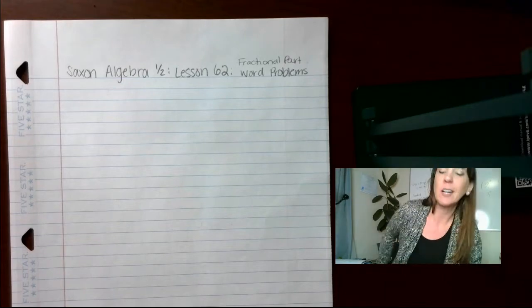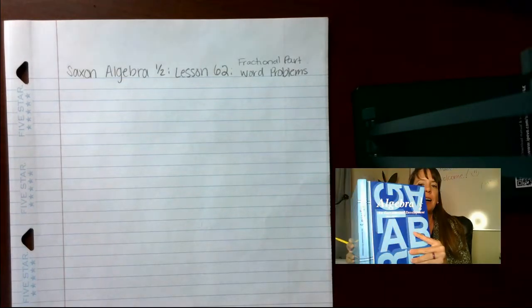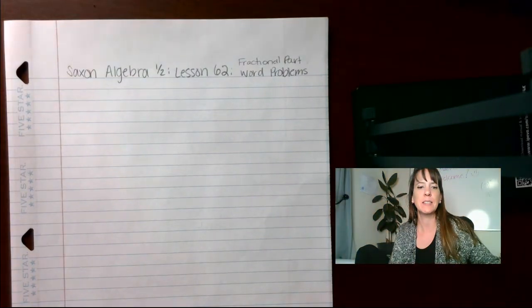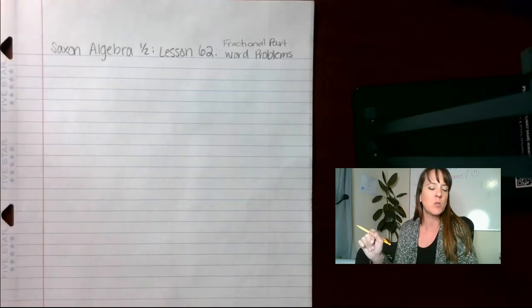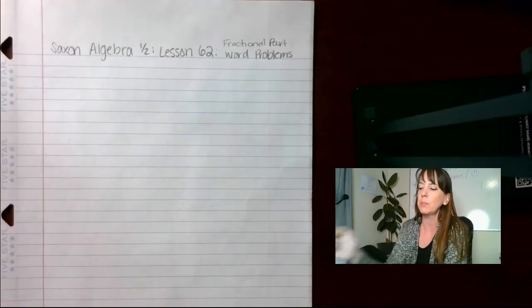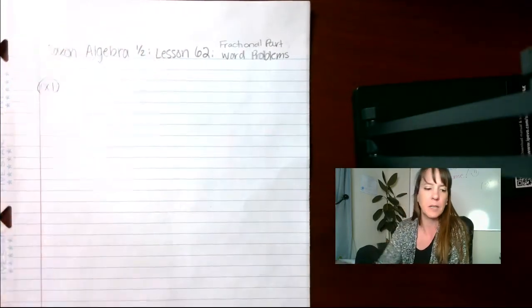Excellent. We're going to talk today about lesson 62. For those of you following along at home, Algebra 1/2 Saxon. I don't want to accidentally shut this off. I've done that twice now. No fun. Okay, so I am on page 198. We're going to talk about example number 1. We are going to be talking about some word problems here.